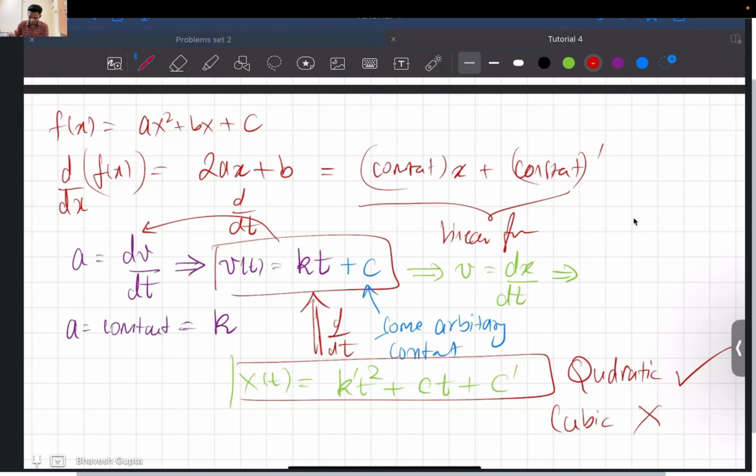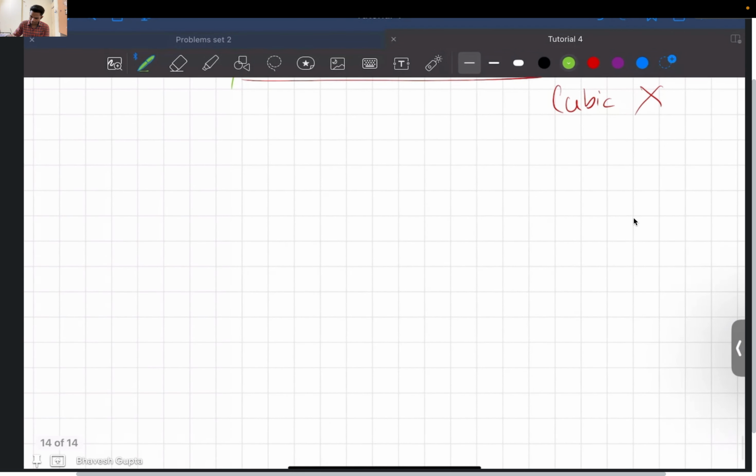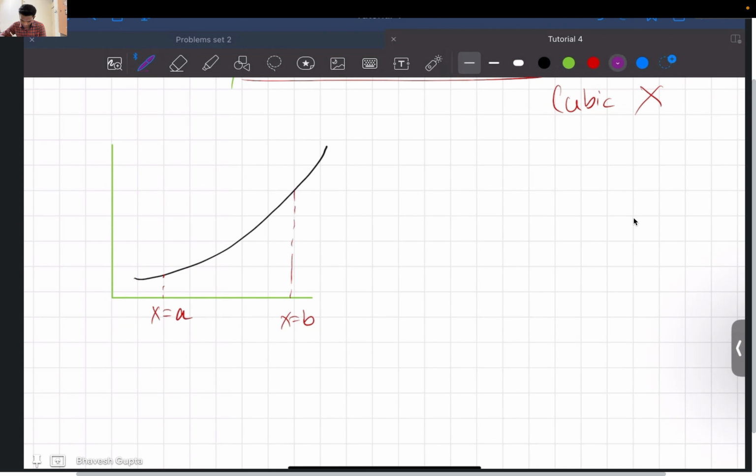This basically tells you that if you have, let's say, a curve, like this. Let's say this is some x equal to a and this is some particular x equal to b, and you try to calculate an average slope between these two points, because this coordinate is just (a, f(a)) and that one is (b, f(b)).